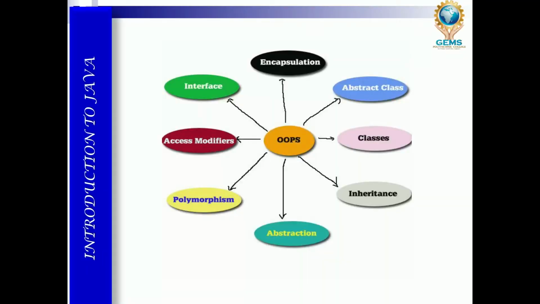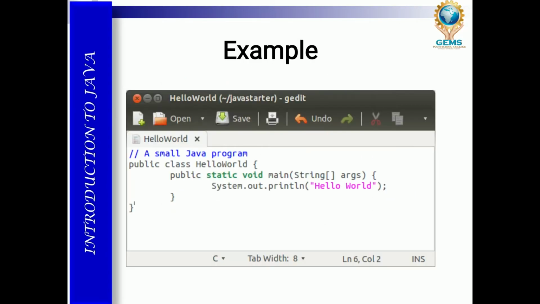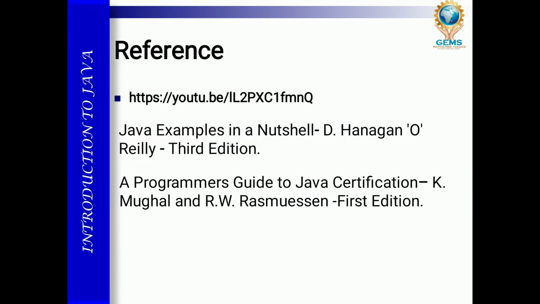These are some of the other topics: encapsulation, abstraction, classes, inheritance, polymorphism, access modifiers, interface. These are the different topics we are going to study in forthcoming lectures. This is a small program explaining Java programming. Public class HelloWorld, public static void main, System.out.println, Hello World. A small program to explain a Java program.